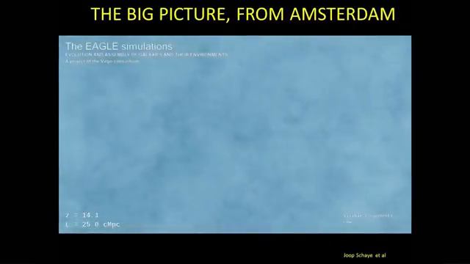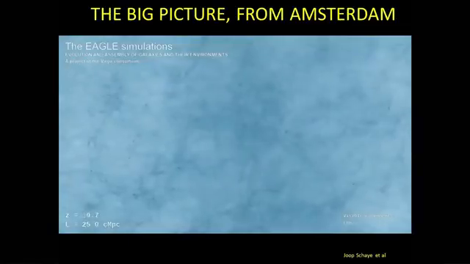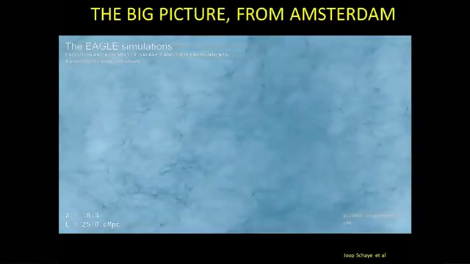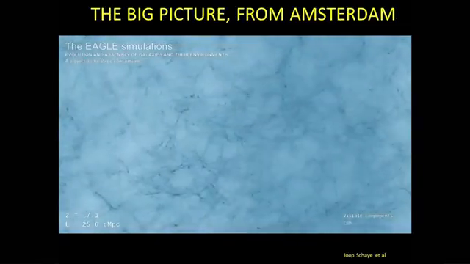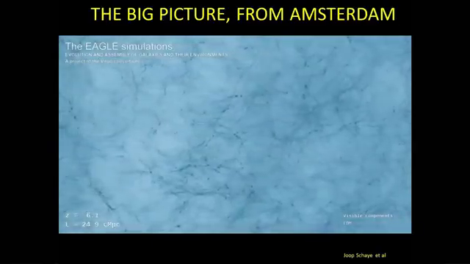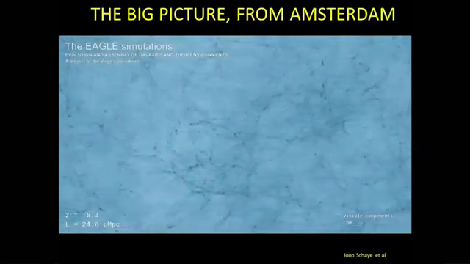Okay, so there are several groups around the world. That was a UK version. This is the Dutch version of similar structure developing in the universe. So one does beautiful things with these simulations now. I find it stunning to look at these things.